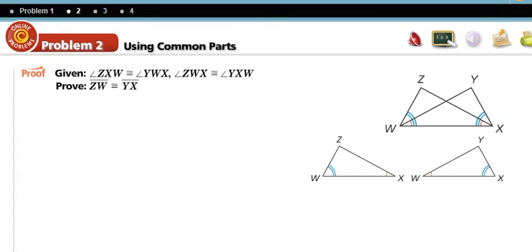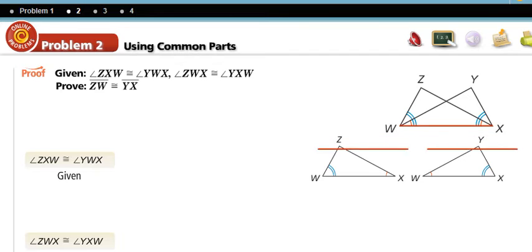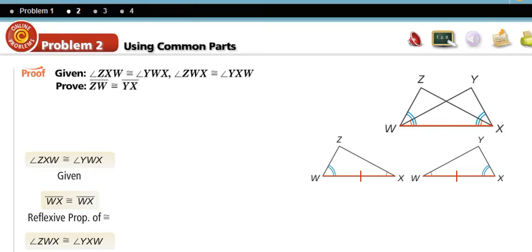Always start with the given information. You are given that angle ZXW is congruent to angle YWX. You are also given that angle ZWX is congruent to angle YXW. Both triangles contain segment WX, so segment WX is congruent to itself by the reflexive property of congruence.